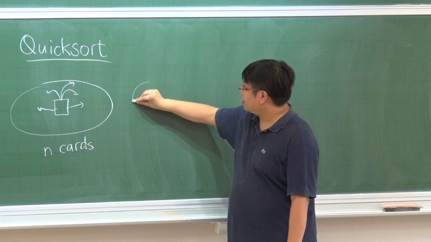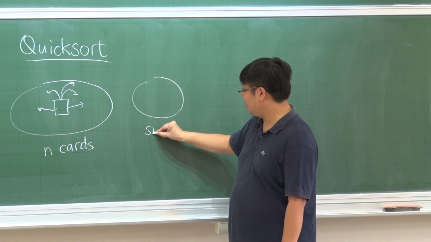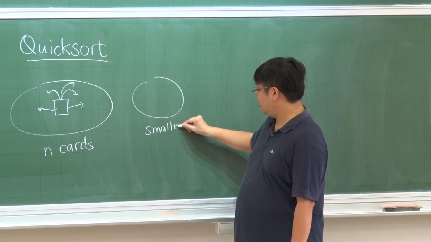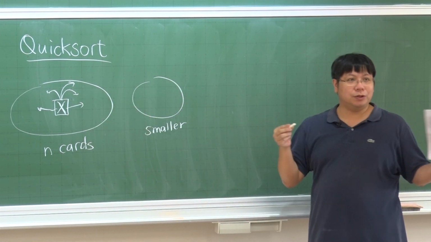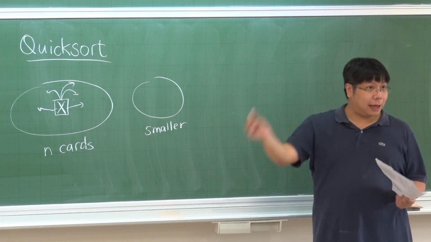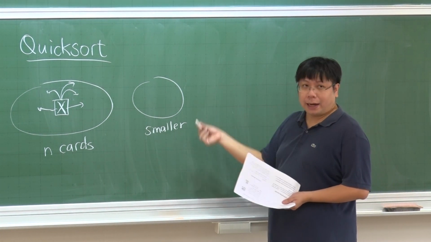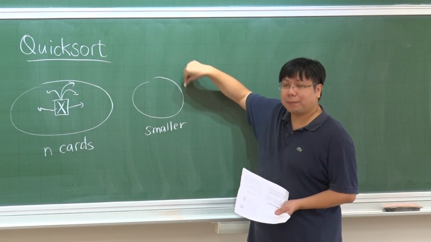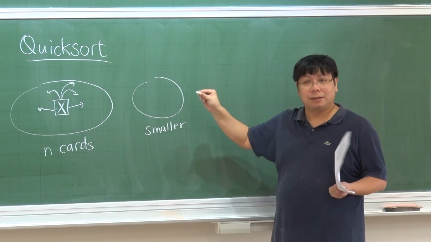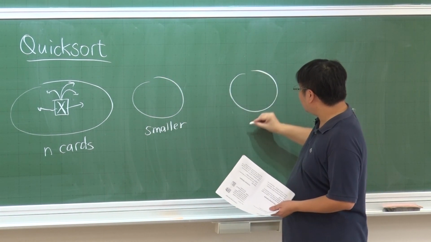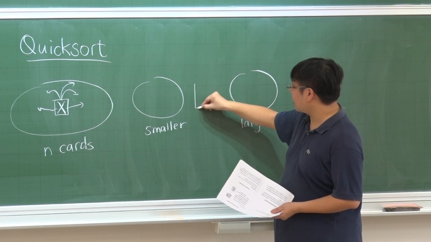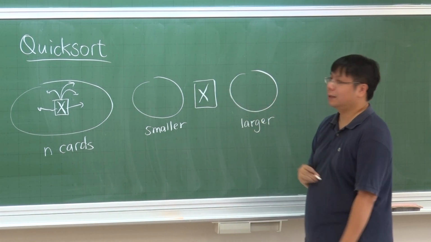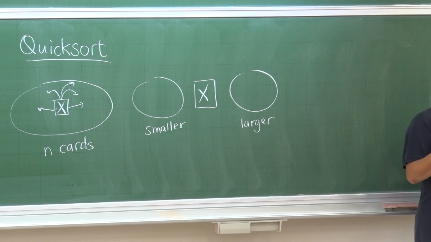Now, after this comparison, you will know that some cards are smaller. Let's call this card X. I don't know the value of X, but I am going to use X to compare with everyone. So after comparing X with everyone, I will know some cards are smaller than X, and then I will know that there are some cards larger than X. And then this is the card X itself. Is that okay? Okay.